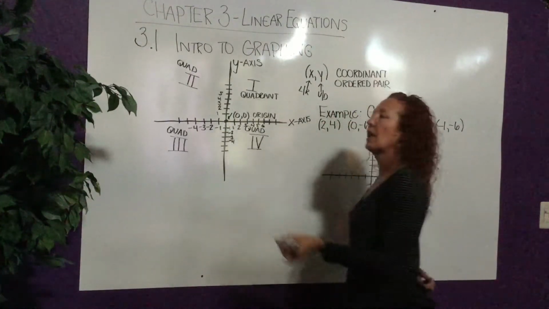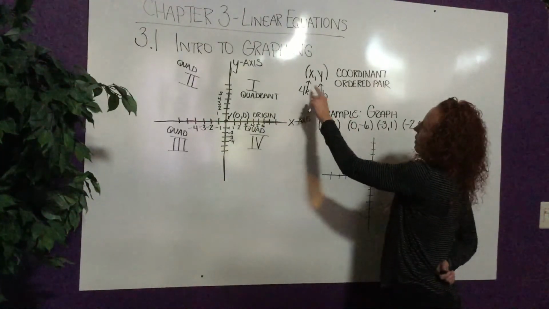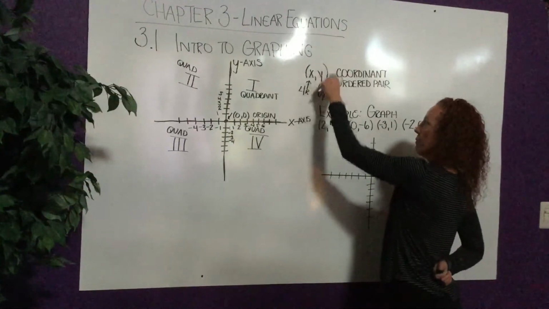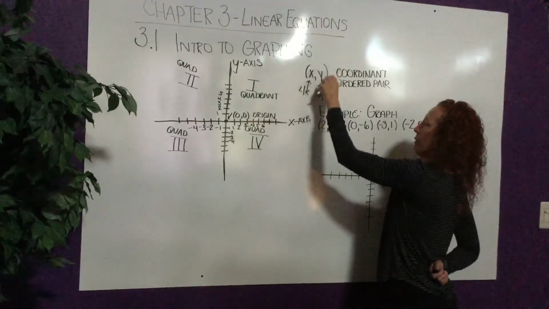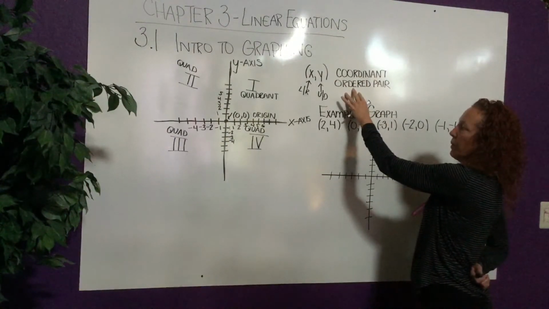And we are going to have one x and one y for each point. So here, we separate it with a comma, and then we put parentheses around it. It's called a coordinate, and it's also known as an ordered pair.